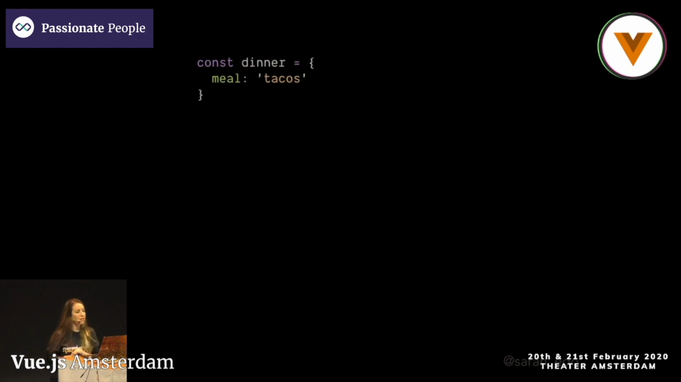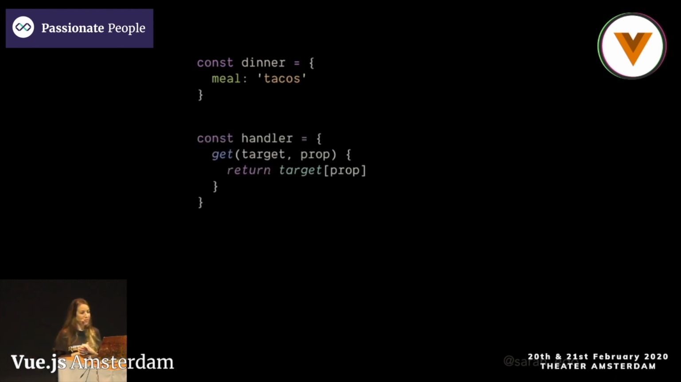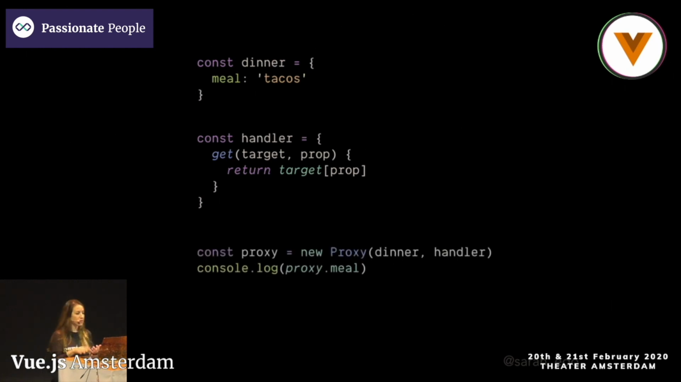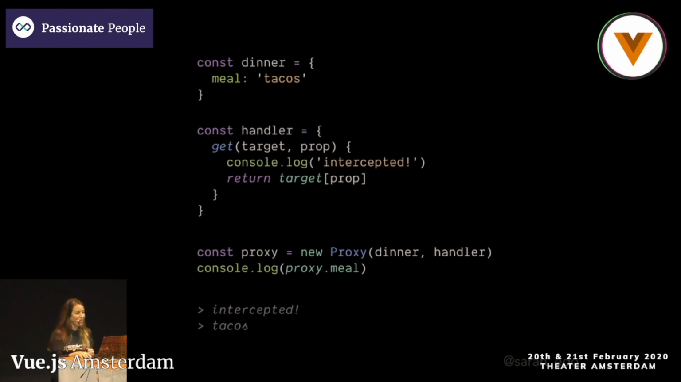So if we have something like this, our dinner is going to be tacos, because tacos are wonderful. And we have a handler, and we have a get method. And we pass in the target and prop. If we use square bracket notation, we can return and get the value. So if I have something like this, const proxy equals new Proxy, and then I say proxy.meal, what do you think is going to happen? We get our tacos, which is great, because tacos are awesome.